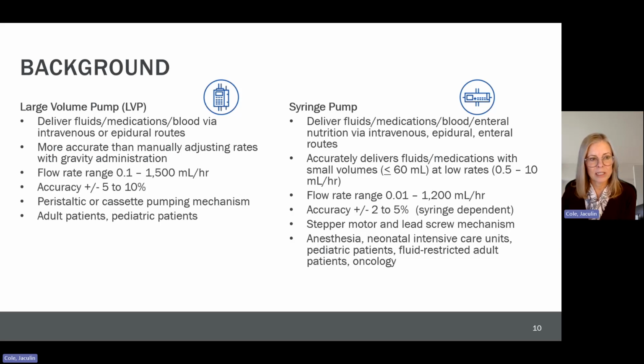Their accuracy is better than large volume pumps, established to be between plus or minus 2 to 5%, but it is very syringe dependent, as we'll discuss shortly. And they all tend to have the same mechanism, which is a stepper motor and lead screw. And they're used by anesthesia, neonatal intensive care units, pediatric patients, fluid-restricted adult patients, oncology, any of these locations where you want really accurate fluid delivery at low rates.